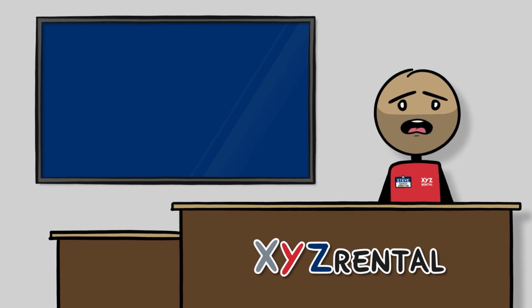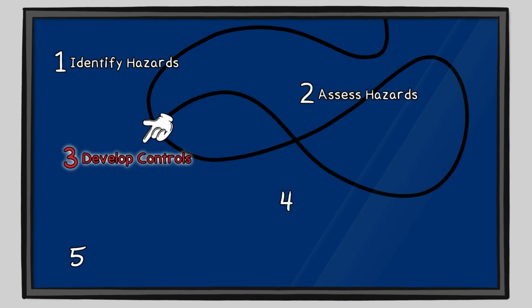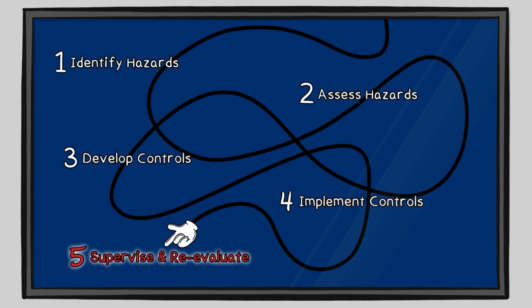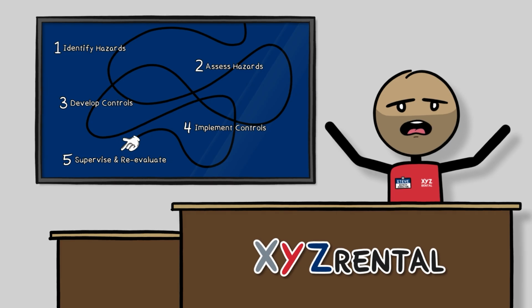A risk assessment is a 5-step process that consists of identifying the hazards, assessing those hazards, developing controls, implementing those controls, and lastly, supervising and reevaluating. Let's take a closer look at each one of those steps.